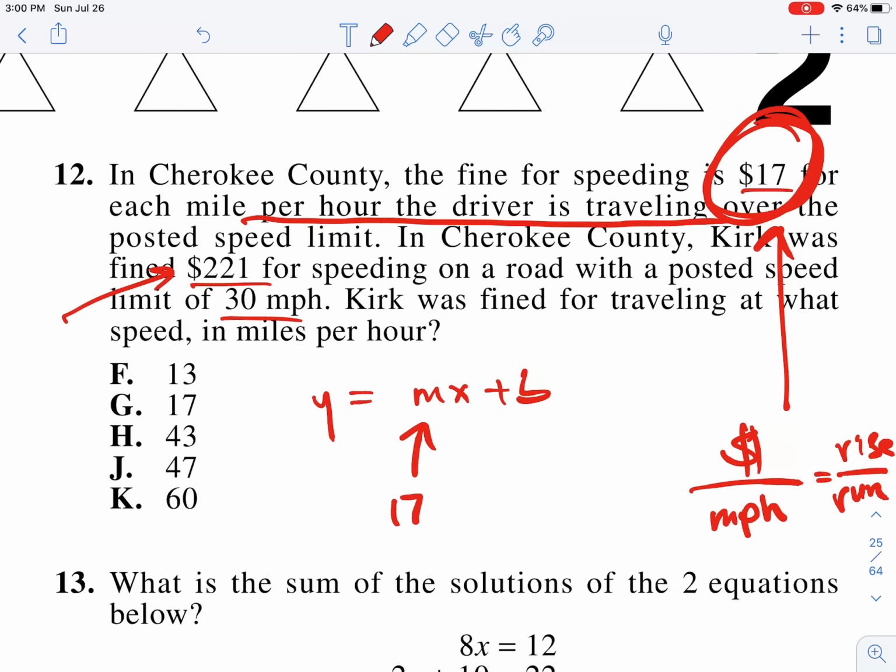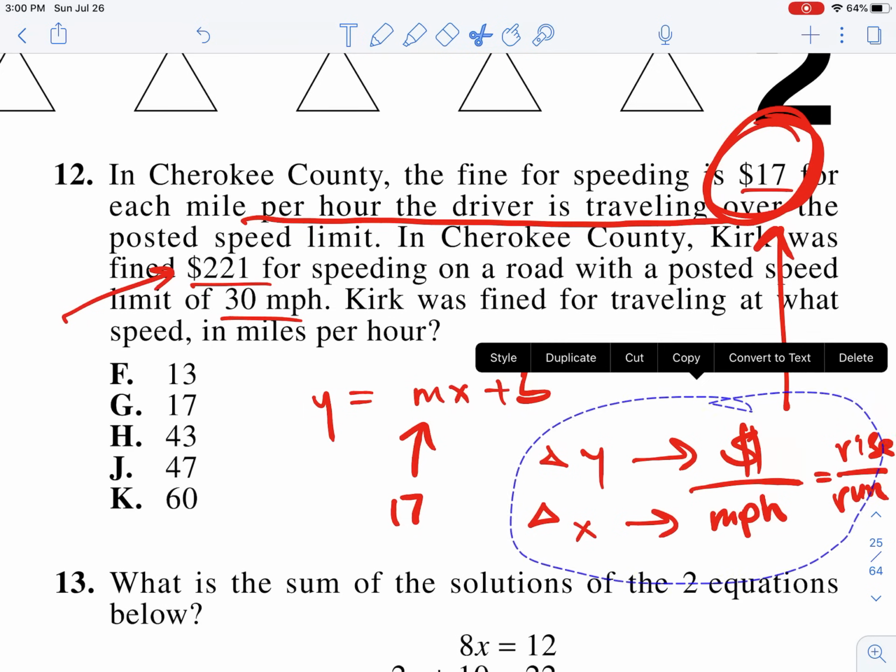Something you've probably learned in your algebra class. Rise over run: your rise is dollars, y, and your x is miles per hour. Delta just means change, so it's the difference in y divided by the difference in x. That's one way to conceptualize what's happening.